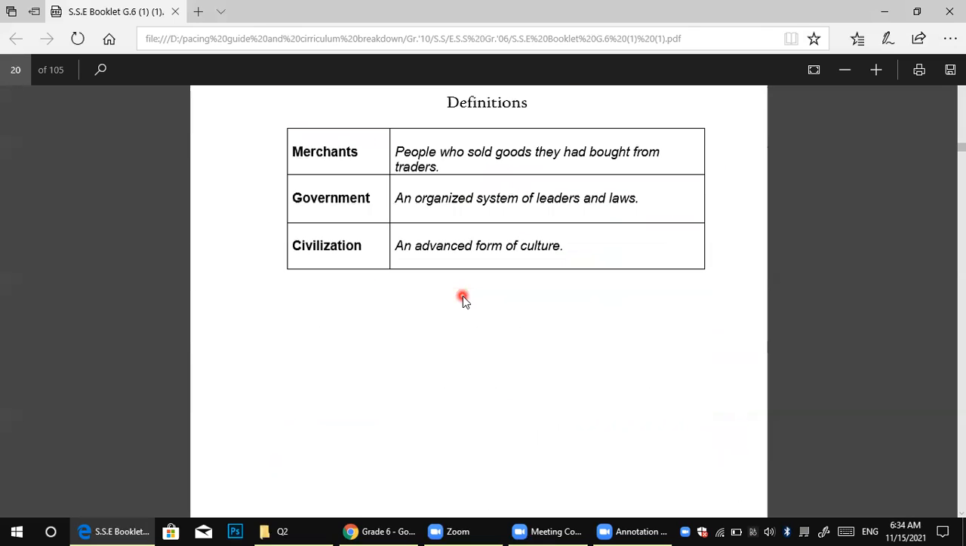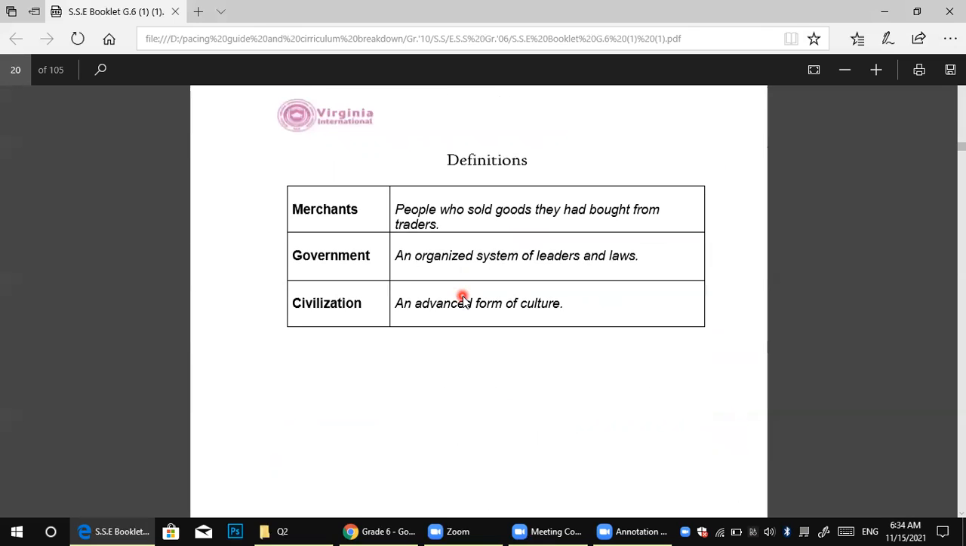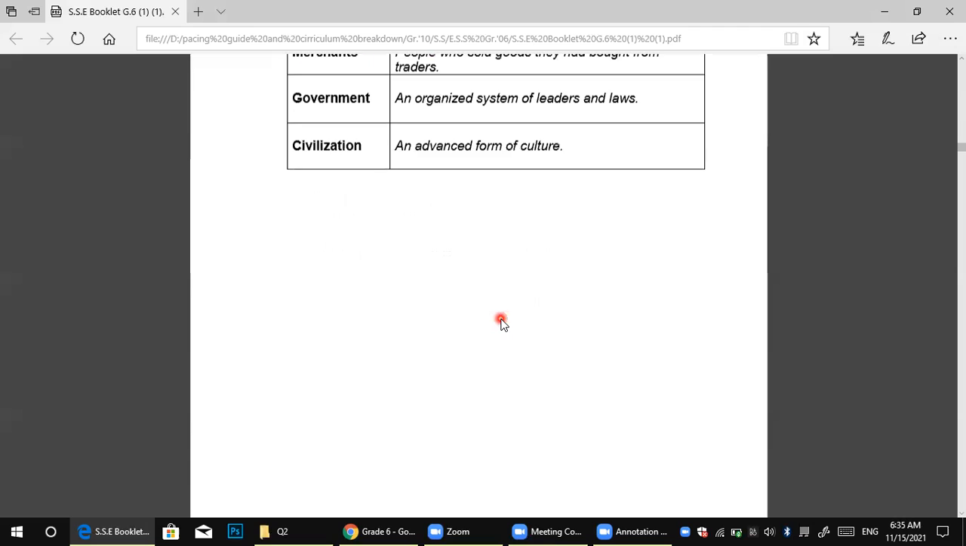I think now we have finished the chapter. This is the most important definition we have. A merchant means the people who sold goods they had bought from traders. When you buy and sell a lot, you are a merchant, because you buy some things and sell something else. Government is an organized system of leaders and laws. These are the leaders who make the laws. Civilization is an advanced form of culture.